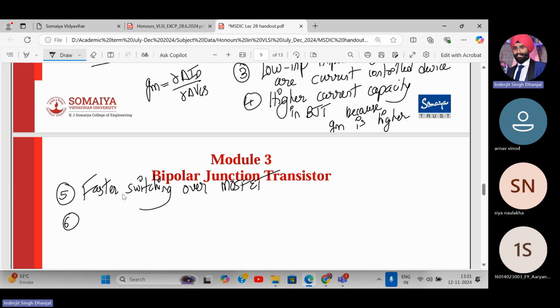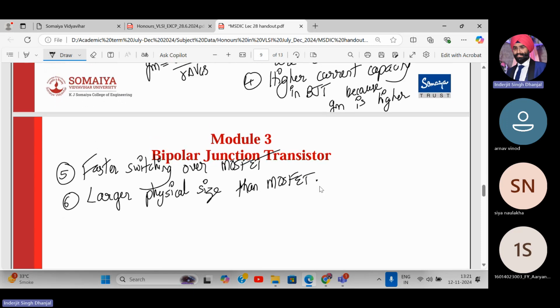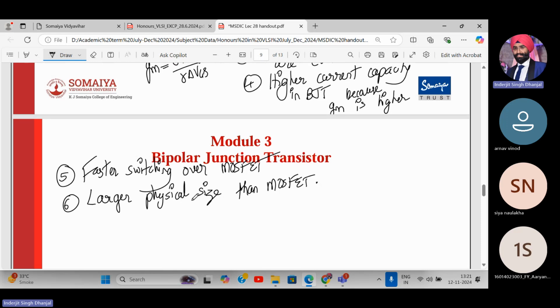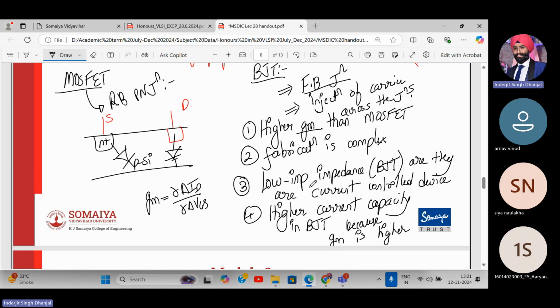Okay, BJT has a larger physical size than MOSFET. I mean, the BJT will have a larger space or area physically compared to a MOSFET. So these are 5, 6 points which make BJT superior over MOSFETs.